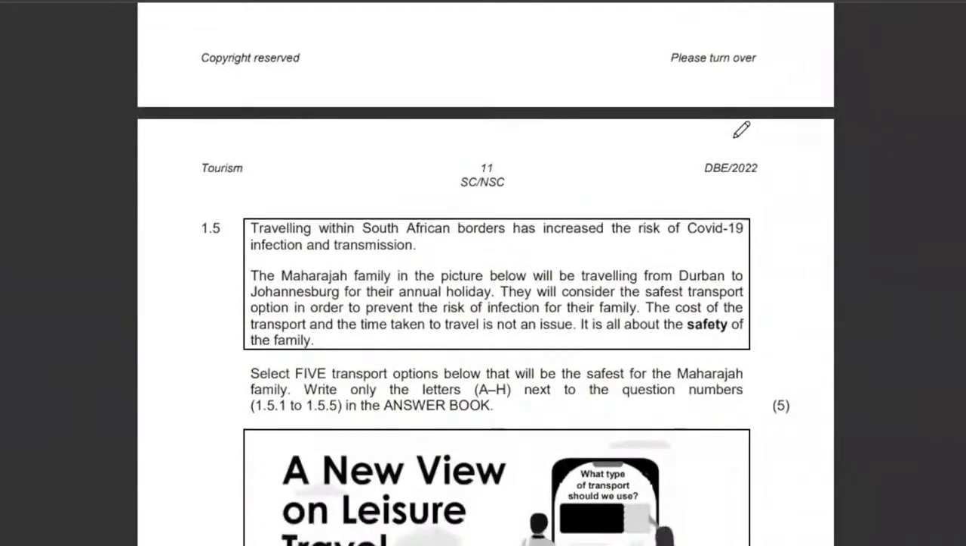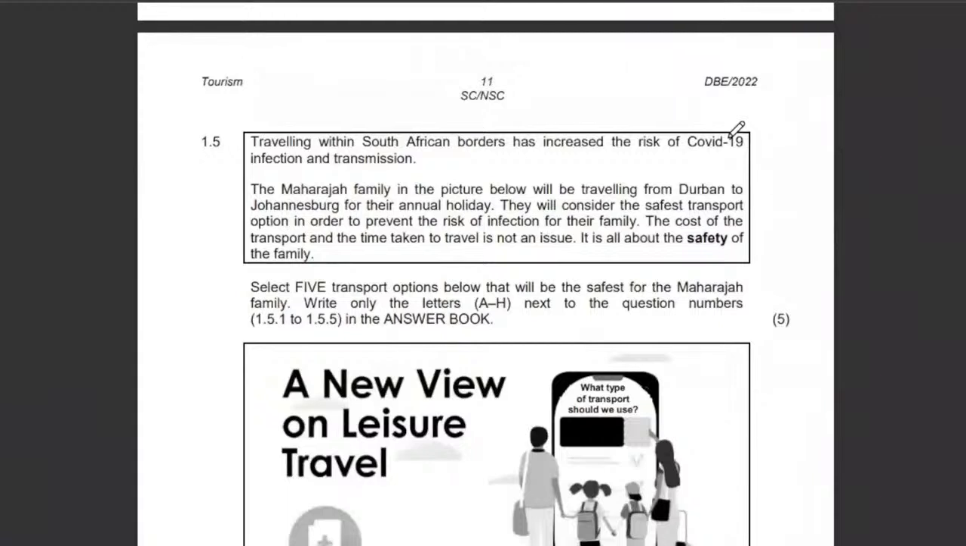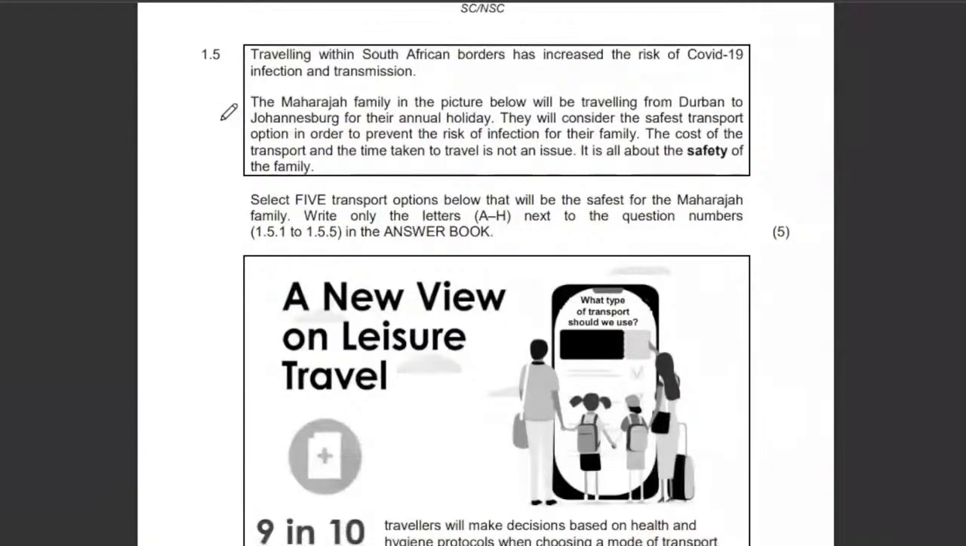Okay, now let's go to question 1.5. It reads, traveling in South African borders has increased the risk of COVID-19 infection and transmission. The Maharaja family in the picture below will be traveling to Durban, from Durban to Johannesburg for their annual holiday. They will consider the safest mode of transport option in order to prevent the risk of infection for their family. The cost of the transport and the time taken to travel is not an issue. It is all about safety of the family.